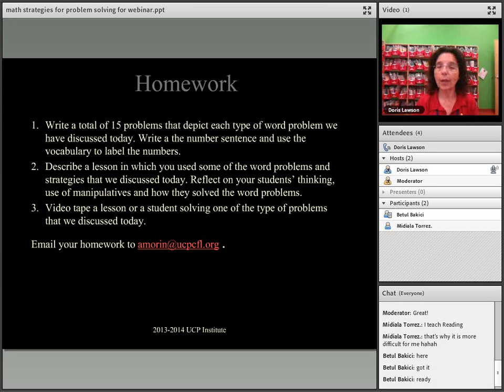Or you can describe a lesson in which you use some of the word problems and strategies we discussed today. So, Ms. Torres, if you're doing your reading group and you spend 15-20 minutes on word problems, you get this. Reflect on your students' teaching and use the manipulatives and how they solve the problem.